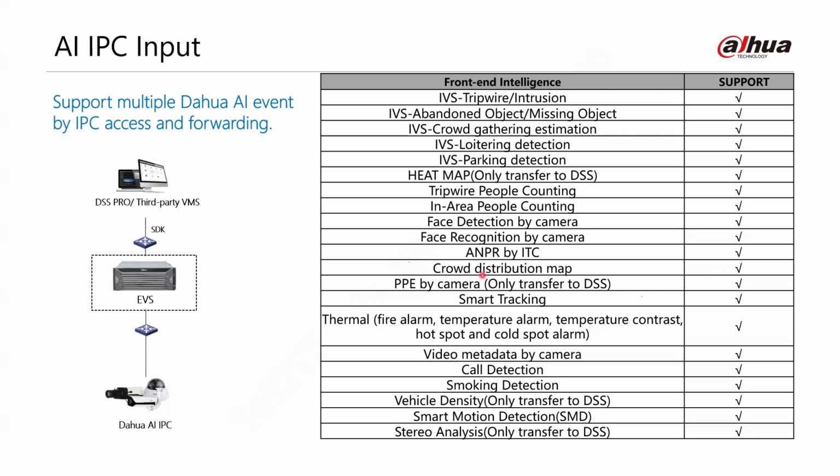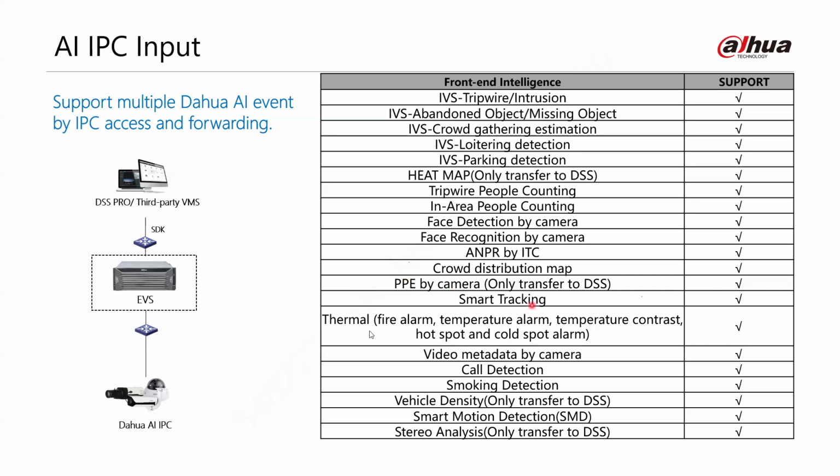There's a crowd distribution map support. There's PPE by camera that is only transferable to the DSS. So in this case, we have the PPE by camera that is through the WizMind 7 product, which again supports the smart tracking function.